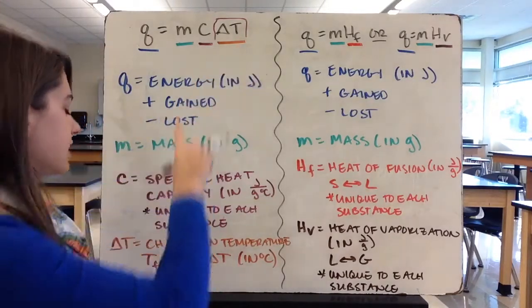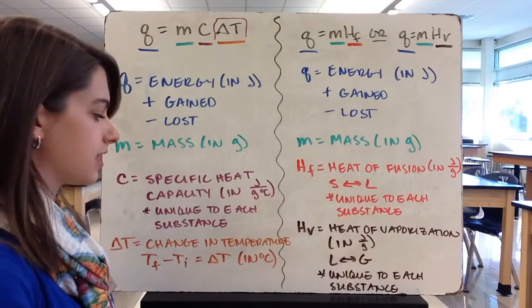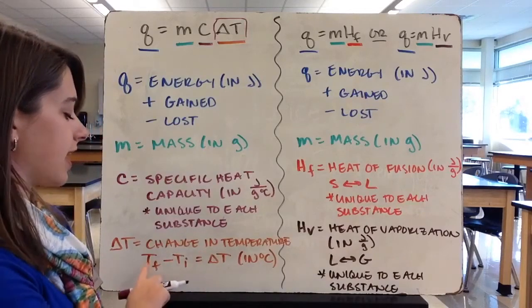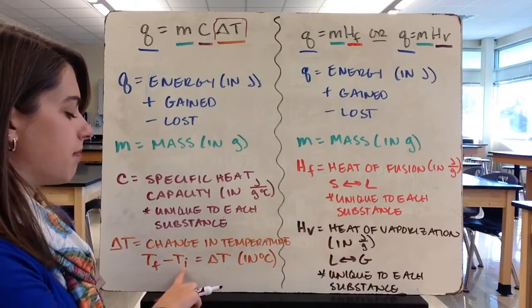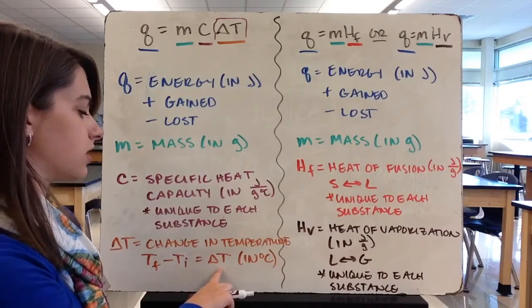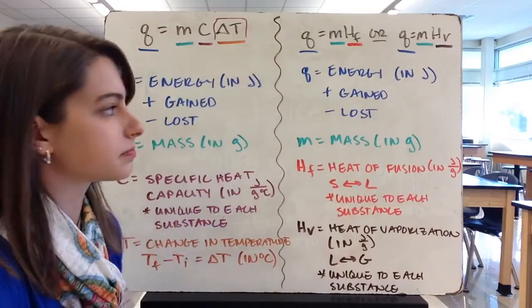And then finally, our last variable is our delta T, where delta means change. T means temperature, so delta T means change in temperature. And we calculate that as our final temperature minus our initial temperature, so final minus initial gets us to our delta T. And we're going to use temperatures in degrees Celsius this time.